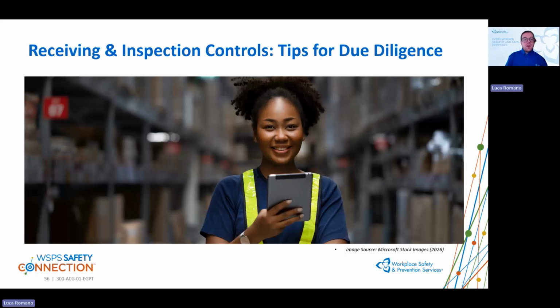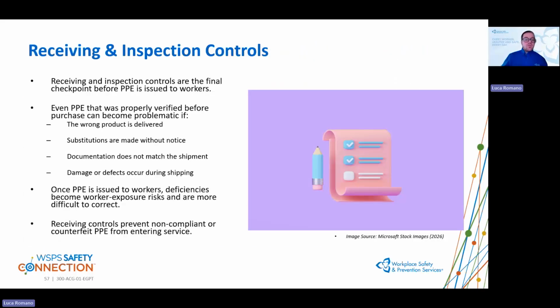Okay, so now we'll talk about receiving and inspection controls, and we'll look at, again, tips for due diligence as it relates to this. Once we've received the material that we've ordered, we want to make sure that we have a checkpoint when it has entered the building and is in the workplace, before we actually provide it to the workers.